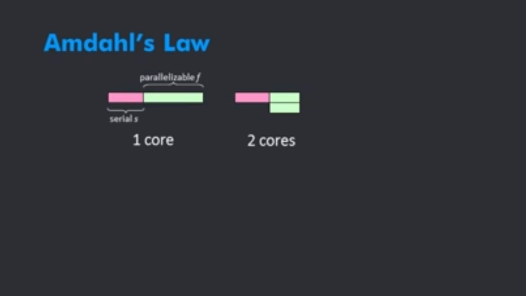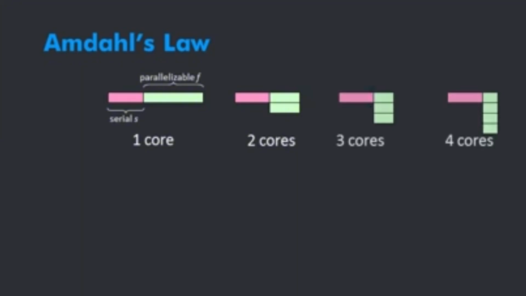Amdahl's law states that the non-parallel part of a program limits the overall speedup. For a simple example, 50% of a program can run in parallel and the other 50% must run sequentially. Even with many processors, the speedup is less than 2 times. Just like that. Easy, right?